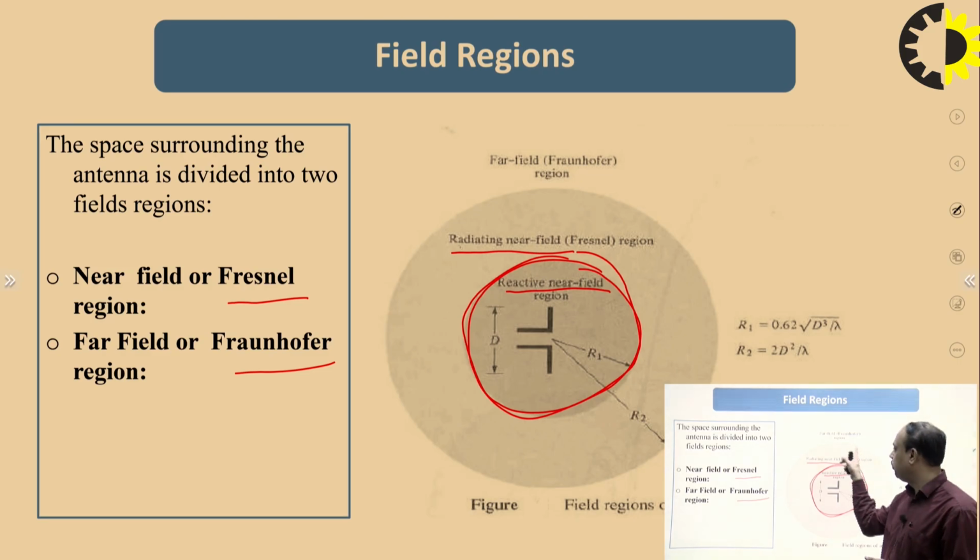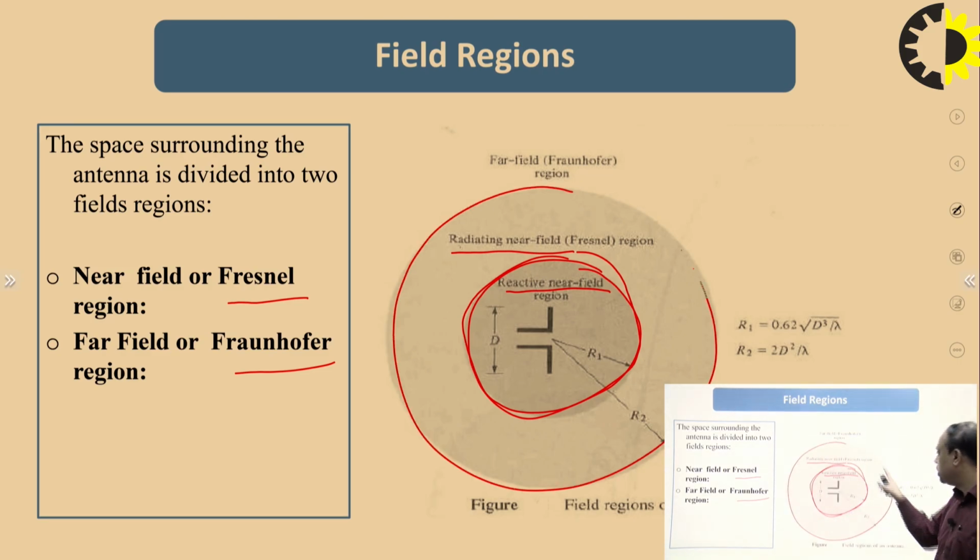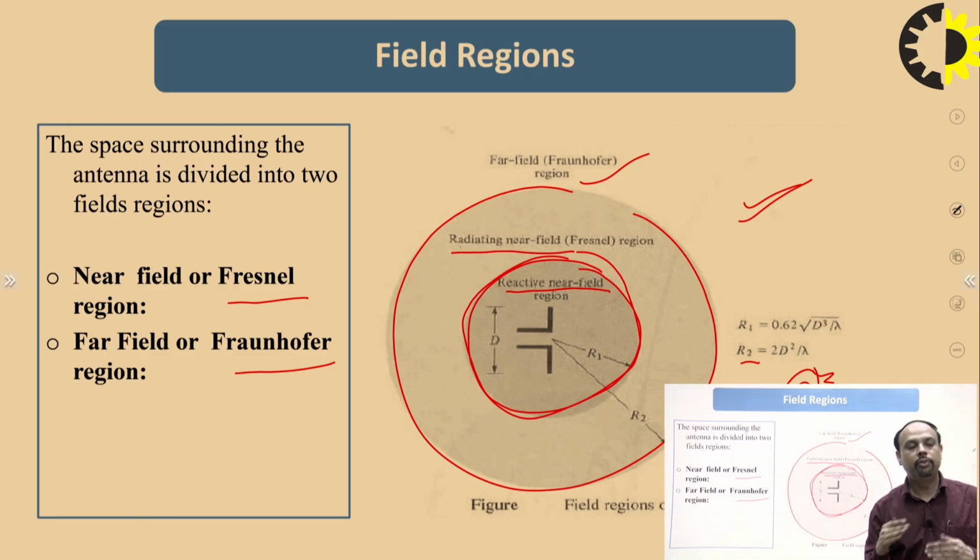While in the near field radiative zone, it is represented by the formula R2 is equal to 2d square by lambda, where d is the dimension of the antenna. In this zone we can receive the radiation, but it is again not linear. It has some non-linear component. But after this R2, it is known as the far field region or Fraunhofer region. In this region, the radiation is very uniform in all directions from the antenna.